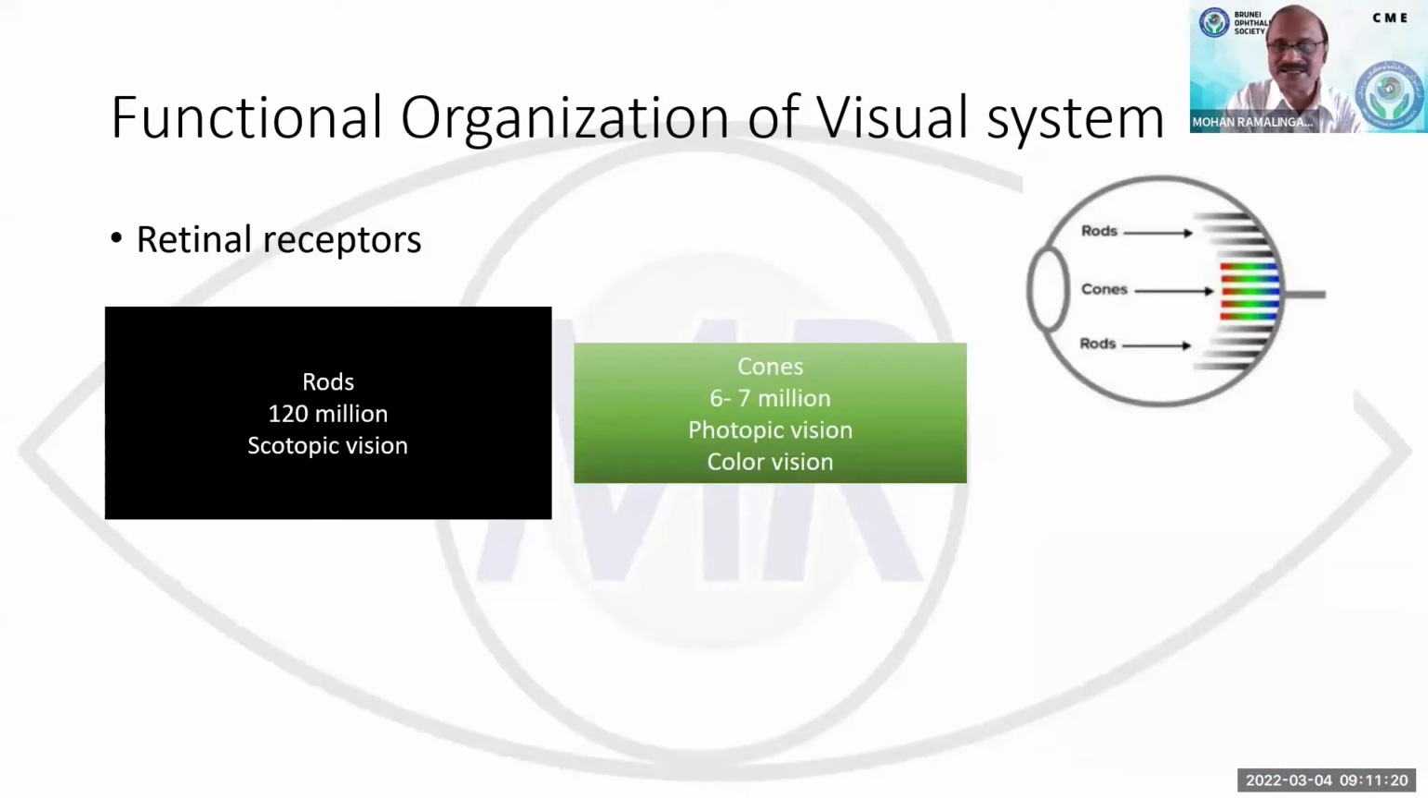Now, the retinal receptors basically are rods and cones. We have about 120 million rods, which are responsible for scotopic vision, and a smaller number of cones, which are responsible for photopic vision. What is scotopic vision? Vision in darkness. Photopic vision, vision in bright light. And of course, the cones are also responsible for color vision. So these are all the retinal receptors.